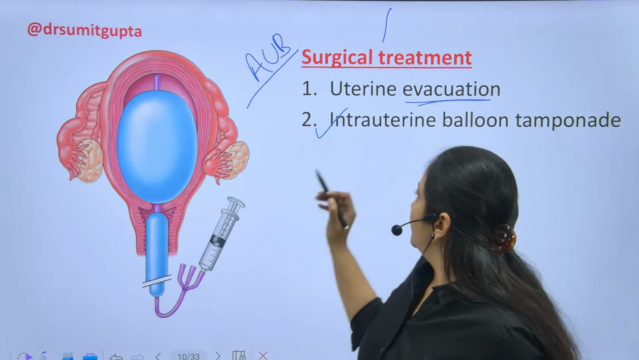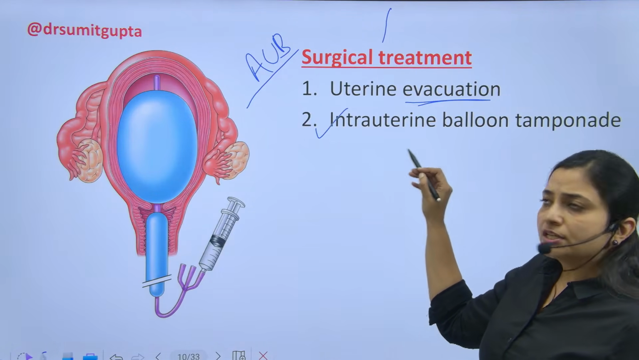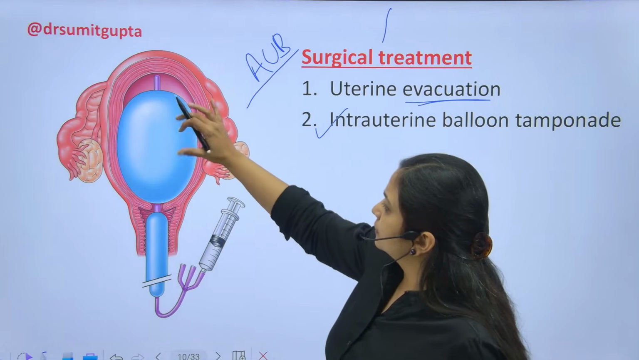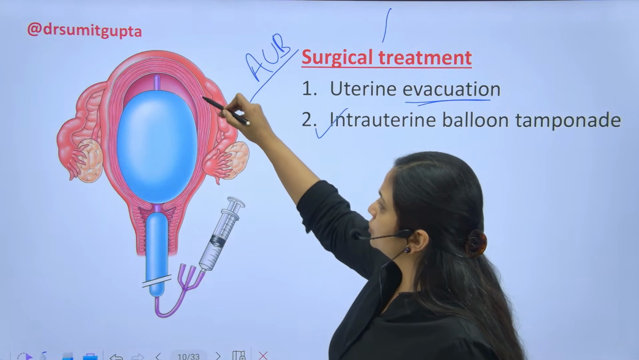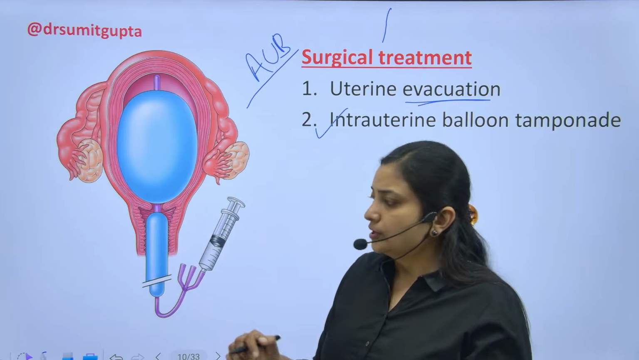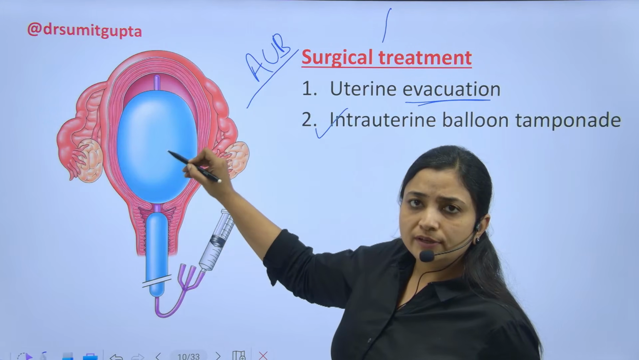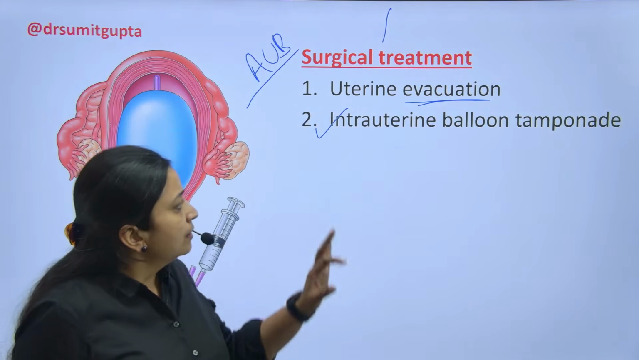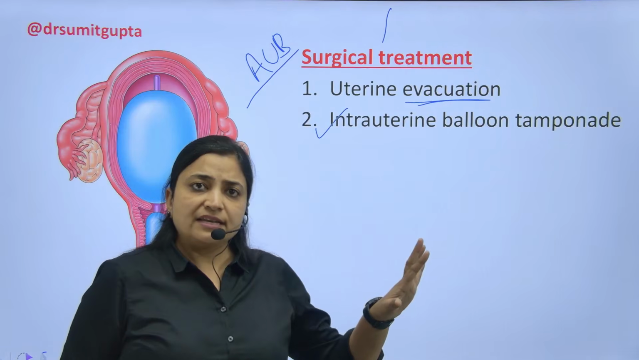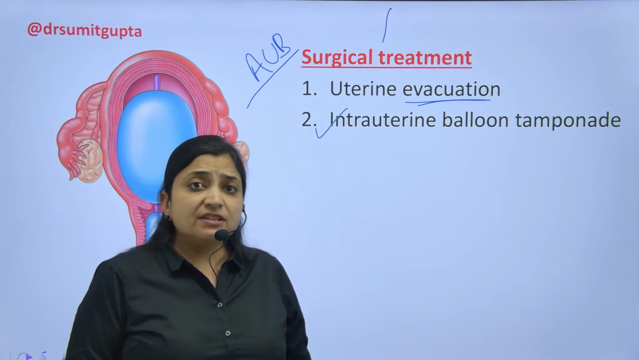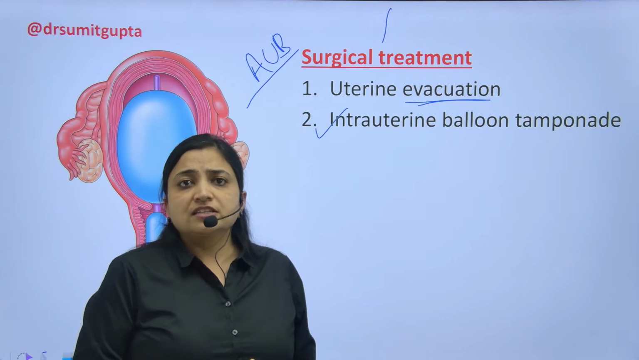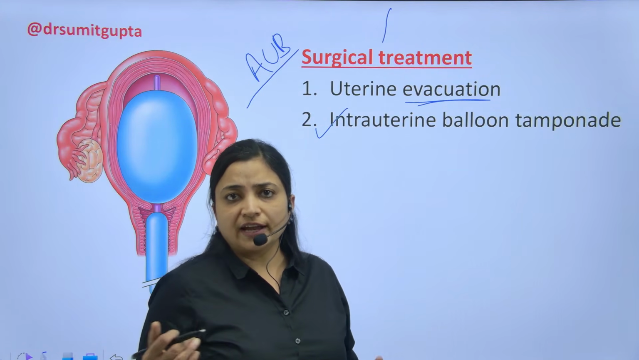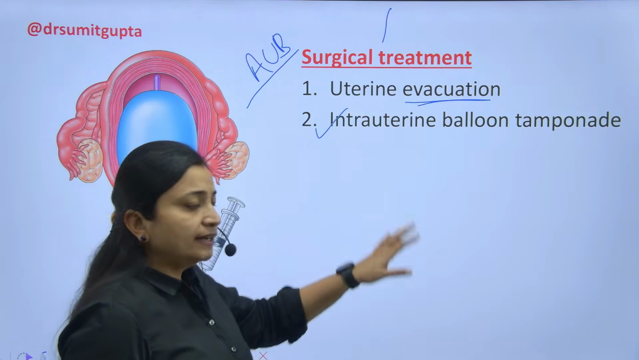What is this? Intrauterine, inside the uterus, balloon: you put a balloon inside the uterus and then inflate it so that there is pressure on the endometrial walls and the bleeding stops. So intrauterine balloon tamponade. Generally we use it for the treatment of postpartum hemorrhage, but yes, it has a role in cases of acute AUB. But having said that, I am still telling that in cases of acute AUB, mostly the medical management is sufficient, and then we can proceed with the final management, and surgery is hardly needed.